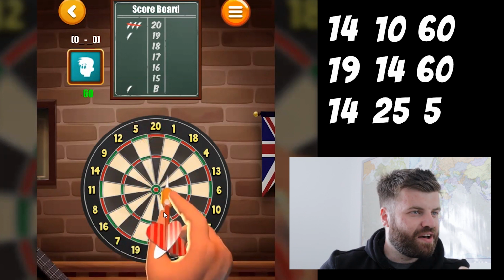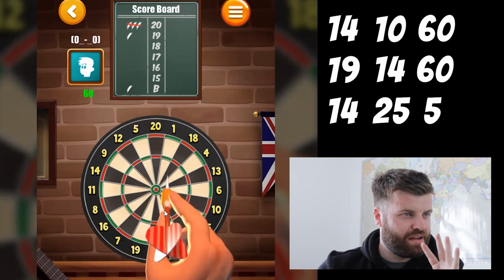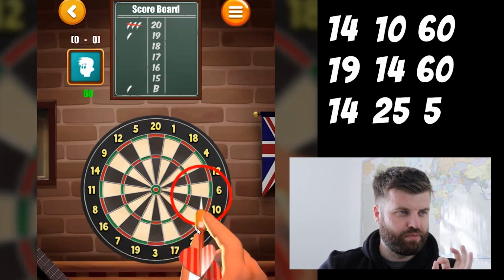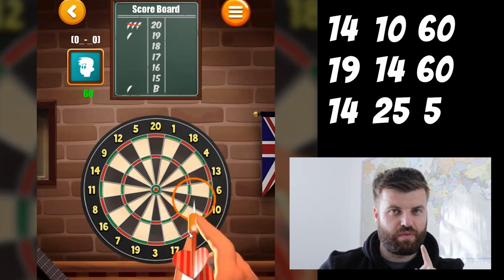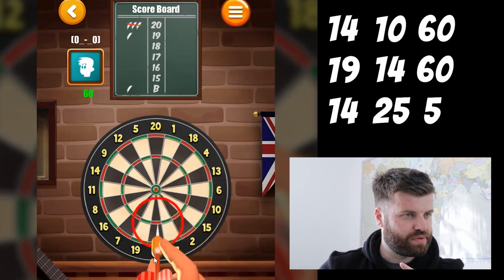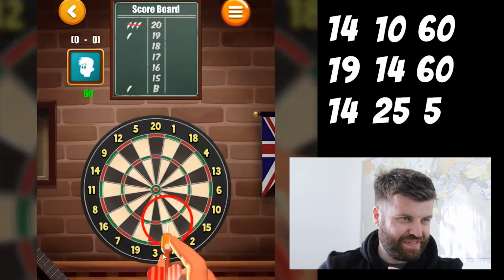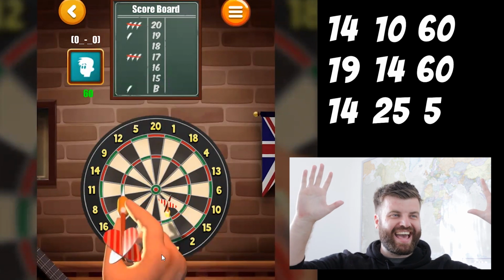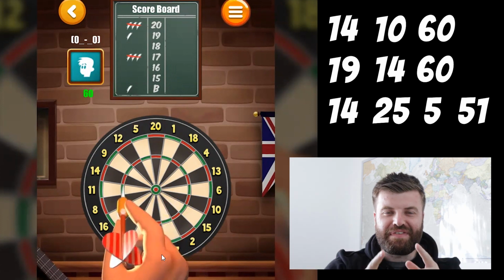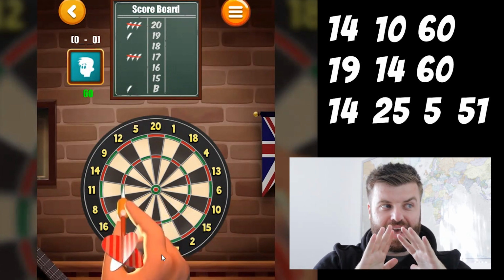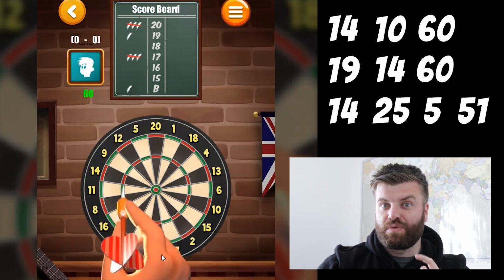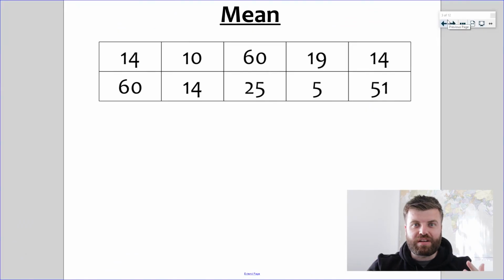Got it. And the last one, I'm going to go for a really, really tricky shot. I'm going to go for triple 17. So whilst I'm doing this, try and figure out what is triple 17. So let's see if I can get it first. Yes, triple 17, 51. That's the final number. We have 10 pieces of data. Let's get to work. So after that masterclass of online darts, we've got 10 pieces of data in our data set and we're ready to do some maths.